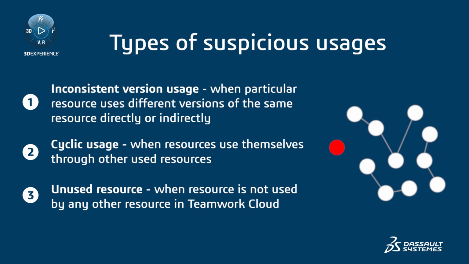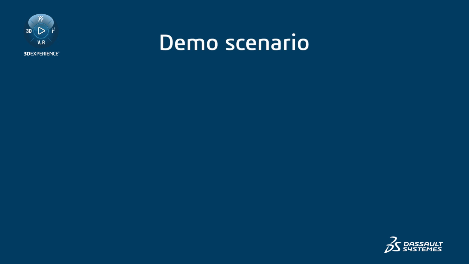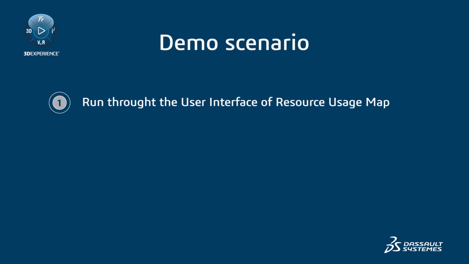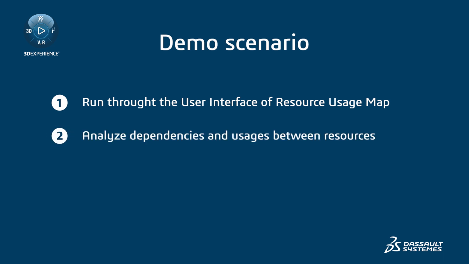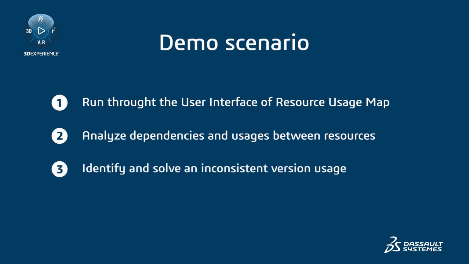These are the resources that are not used at all by any other resource in the Teamwork Cloud repository. This type of suspicious usage is displayed only when the entire repository is loaded on the map. In this demo, we will run through the user interface of Resource Usage Map, analyze dependencies and usages between resources, and identify and solve an inconsistent version usage.